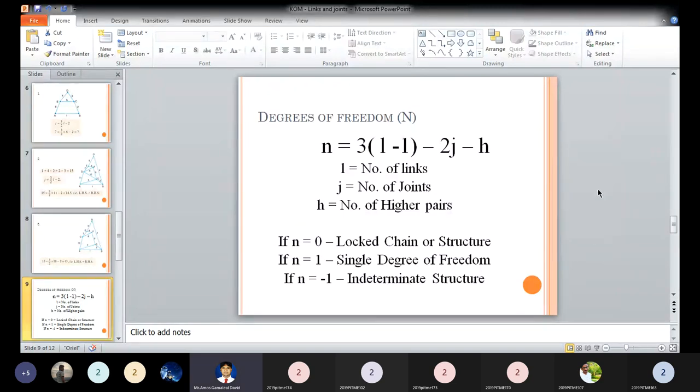Okay. There are two kinds of pairs, based on the point of contact, or according to the classification. Based on contact, one is lower pair and another is higher pair. Lower pair means there will be surface to surface contact. For example, a screw: the nut is able to go around the bolt, which is a surface contact.